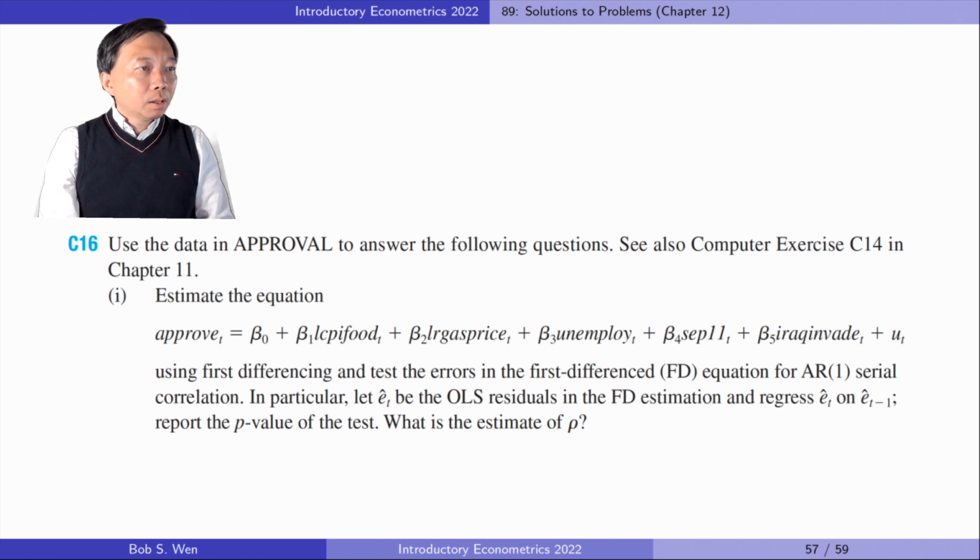In Part 1, estimate the equation using first differencing and test the errors in the first differenced equation for AR1 serial correlation. In particular, let e-hat be the OLS residuals in the first differenced estimation and regress e-hat t on e-hat t minus 1. Report the p-value of the test. What is the estimate of rho?